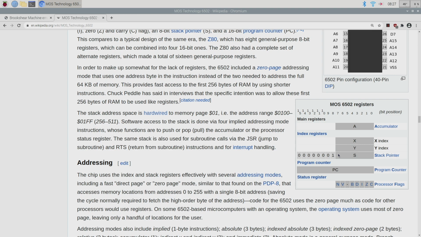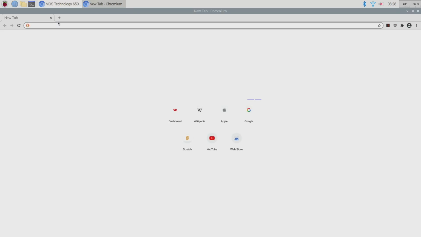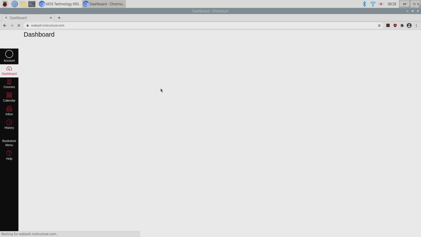So let's go back to our processor. Actually, I want to go to Canvas because I want to pull up my notes now. Once it decides to load, of course.